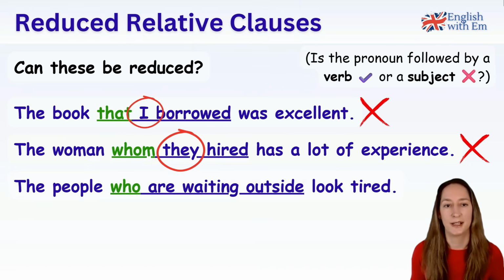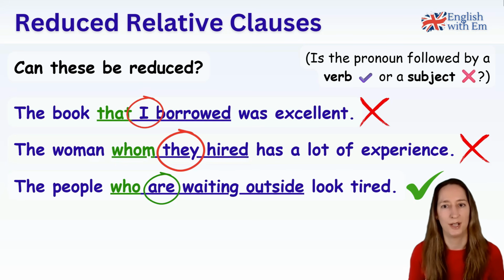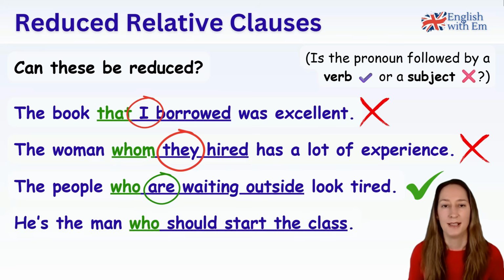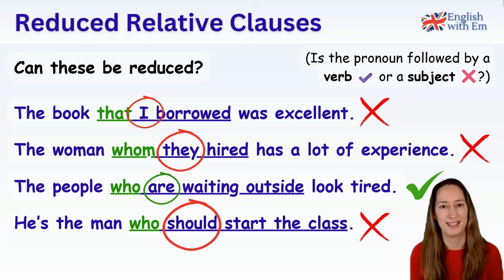The people who are waiting outside look tired. What do you think? Yes, we have the verb to be, who are waiting. So you could say, the people waiting outside look tired. He's the man who should start the class. What do you think? No, because here we have a modal verb, should, so we cannot reduce it.